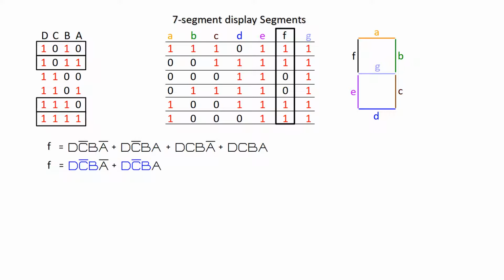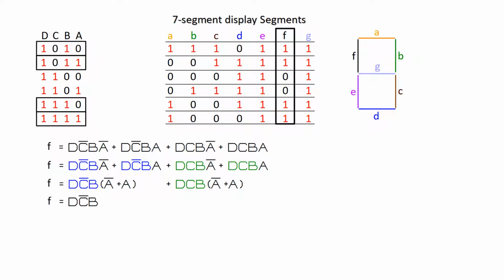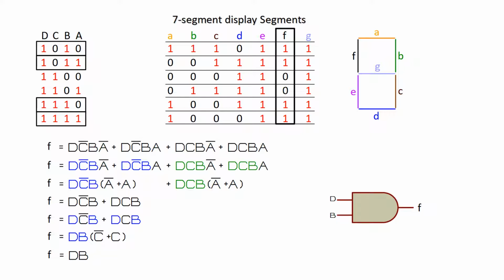So we've got D not C B as a common factor into A or not A, and the same with the other 2 terms, DCB as a common factor. So this will become D not CB or DCB. But even then they both have D and B in common, with not C or C as the other term. So again, the complement law, segment F is just equal to D ANDed with B, a simple 2-input AND gate.